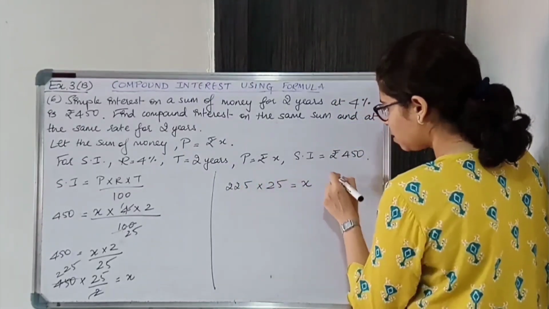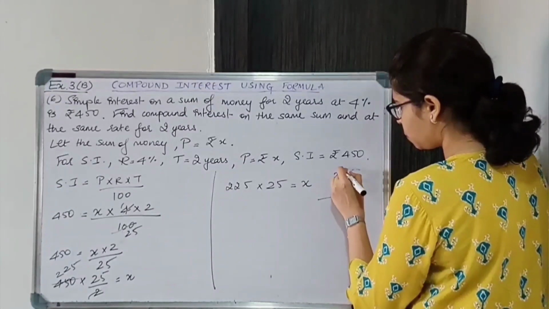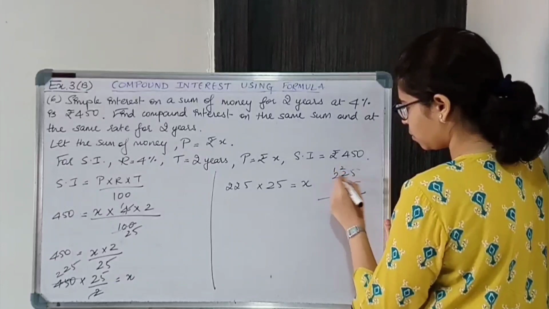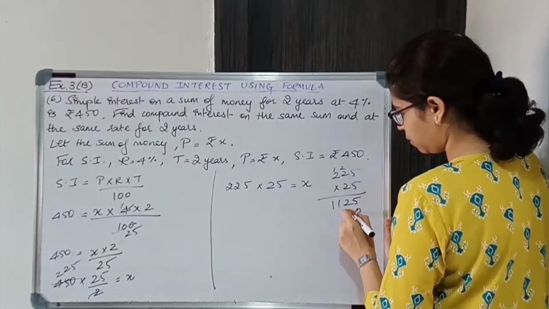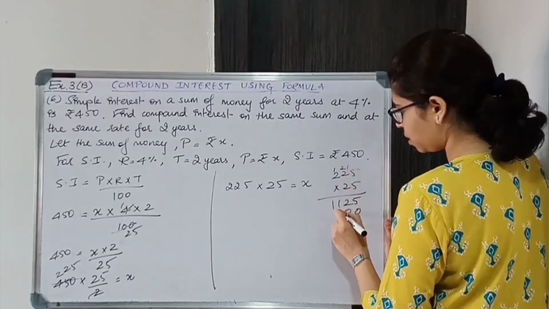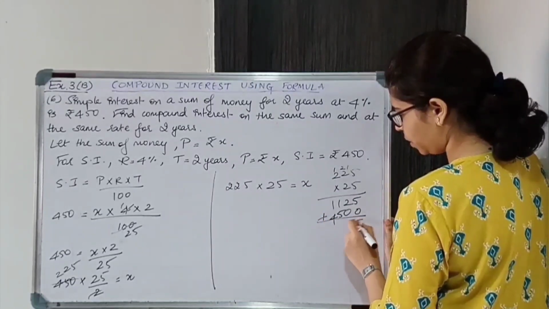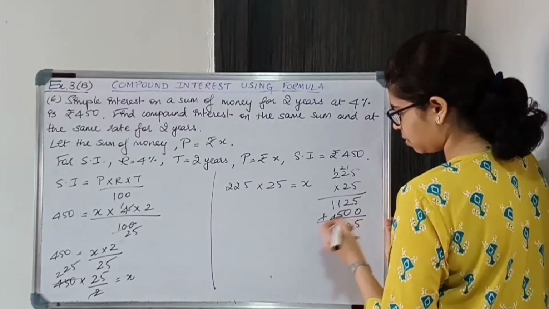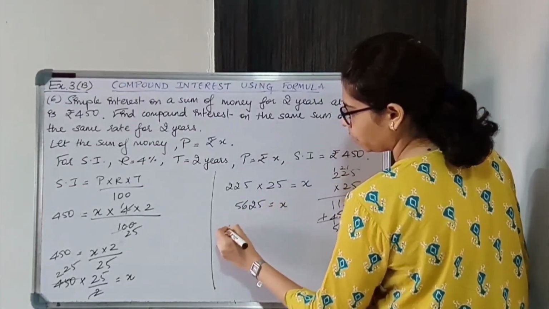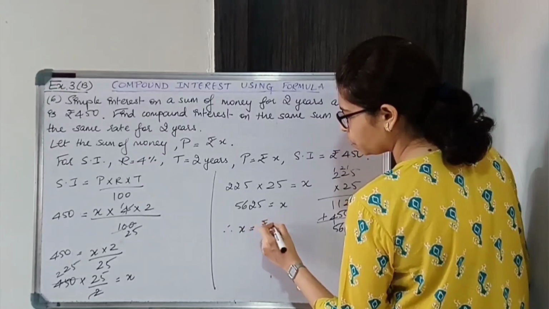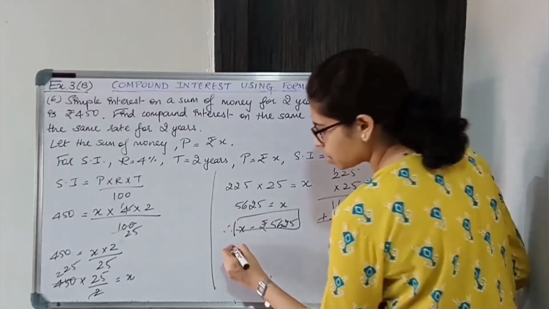So let's multiply this. So 5 5s are 25. So this will become 1 and we carry 2. Here we get 5 2s are 10, 2 2s are 4 plus 1 is 5, 2 2s are 4. So we get 5625 is equal to X. So X is equal to rupees 5625. That is, we found the principal.